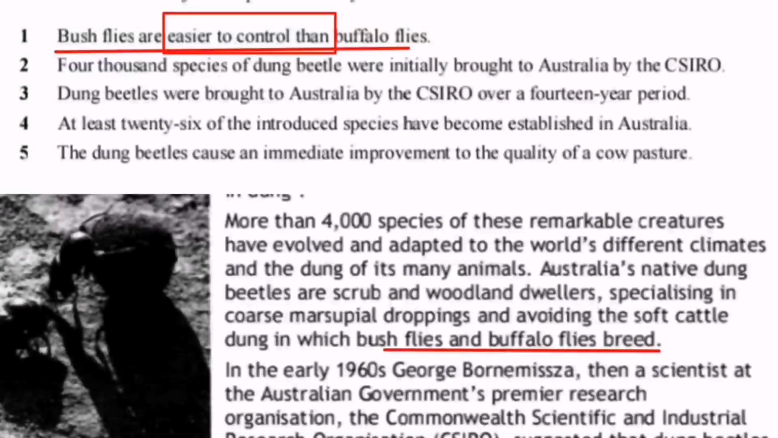But we have not read a comparison between these two types of flies, that is, which is easier to control. So the answer to question number 1 is Not Given, because the question says bush flies are easier to control than buffalo flies, but in the passage we did not find any comparison between these two types of flies.